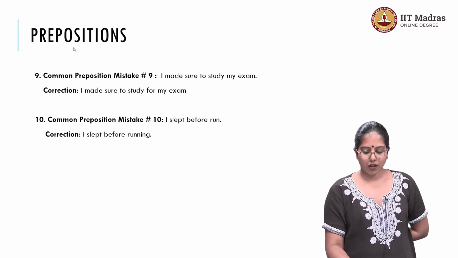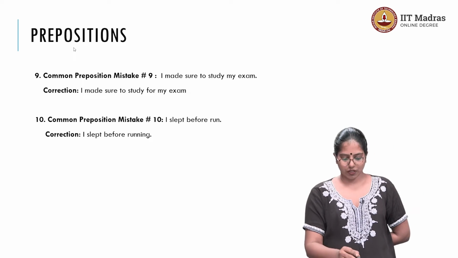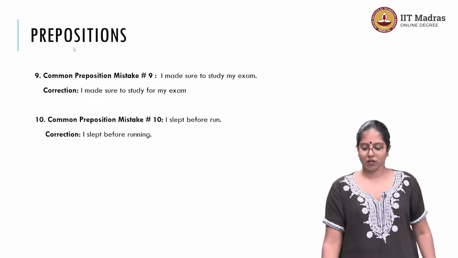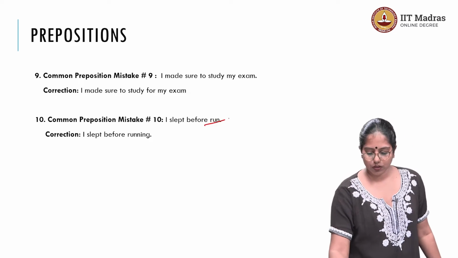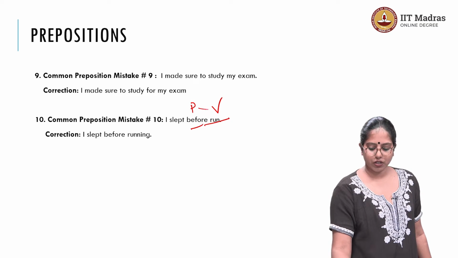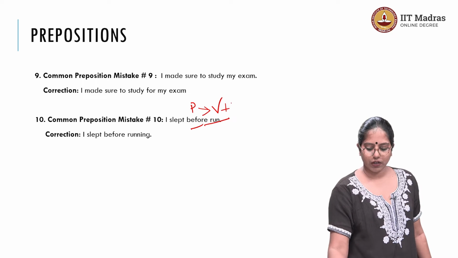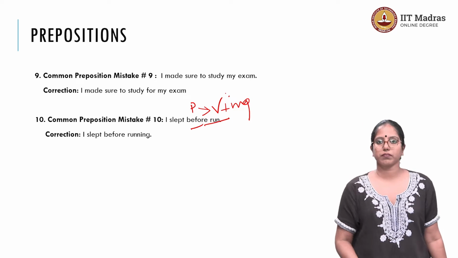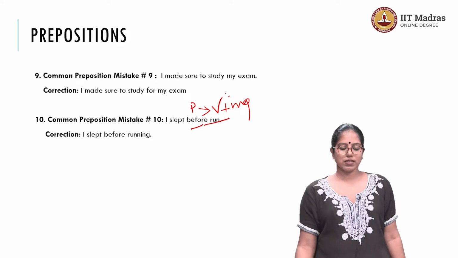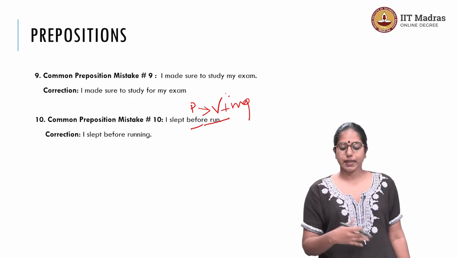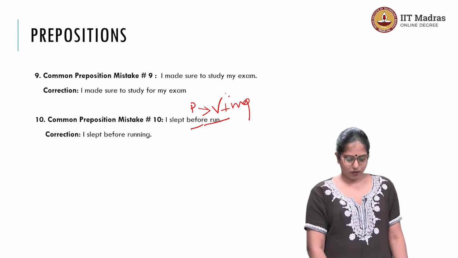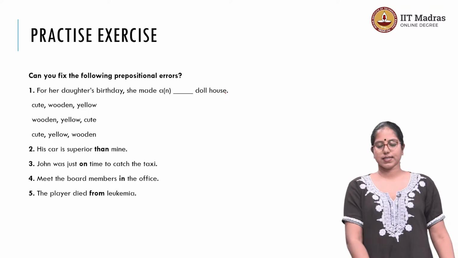So after the preposition before, the verb run comes, right? So this is the verb, this is the preposition. So if a preposition is followed by a verb, it will have the ing form. Okay? It must be used in its ing form. Therefore, you say "I slept before running" and not "I slept before run." Okay?